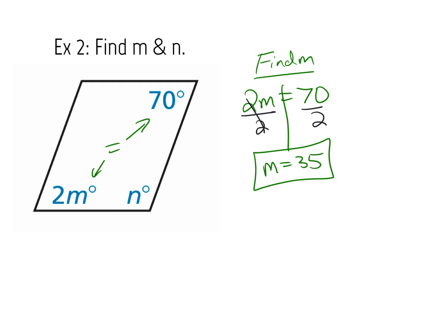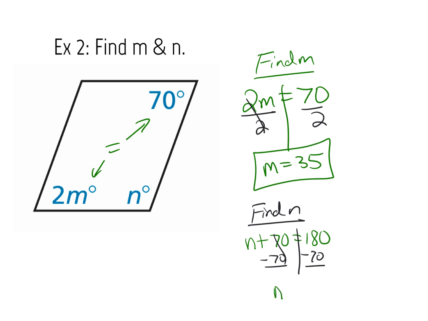All right, Mateo, we are solving for n now. How do we solve for n? So Mateo said that n and 70 are consecutive, so they're supplementary, so they equal 180. So, Brady, knowing n and 70 are supplementary, tell me how to write the equation. n plus 70 equals 180. And then what do we do to solve it? Subtract 70 from 180, which gives you 110. n equals 110.